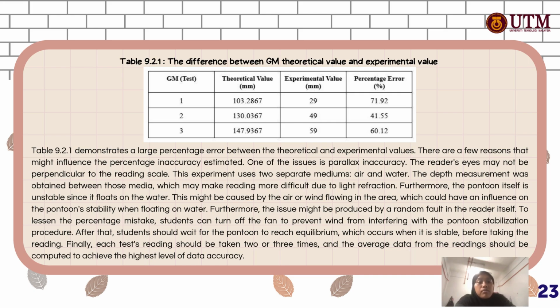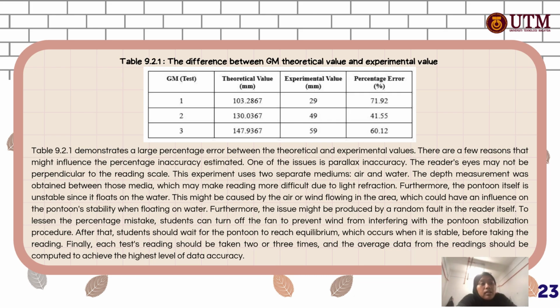There are a few reasons that might influence the percentage inaccuracy estimated. One of the issues is parallax error. The reader's eye may not be perpendicular to the reading scale. This experiment used two mediums, which are air and water. So, to obtain the depth measurement, it may be more difficult for the reader to read due to light refraction. Furthermore, the puntun itself is unstable since it floats on the water. This might be caused by the air or wind flow in the area, which could have an influence on the puntun stability when floating in water. Furthermore, the issue might be produced by a random fault by the reader itself.